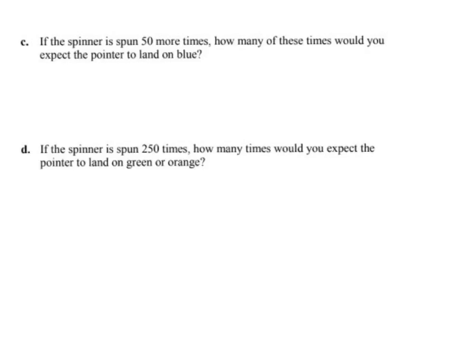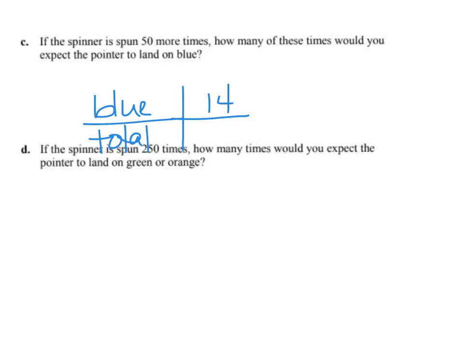Okay, so letter C, we're still using that table for the experimental probability. So it says, if the spinner spun 50 more times, how many of these times would you expect the pointer to land on blue? Okay, so we still need to use that table. So we know that we're looking for blue because we're doing a prediction. We're going to use that one table or chart. So blue over total. Okay, on the table, how many landed on blue? 14. And we know that it was a total of 150. Okay, if I look at the new one, the prediction, they're spinning 50 more, so that means my total is going to be 50, and they want to know of those 50, how many would land on blue. So if you look at this, can we find a scale factor?